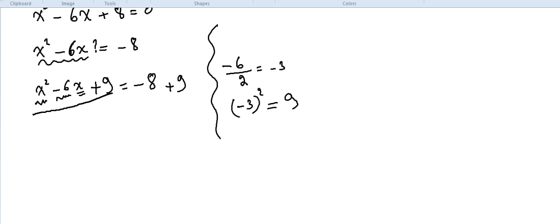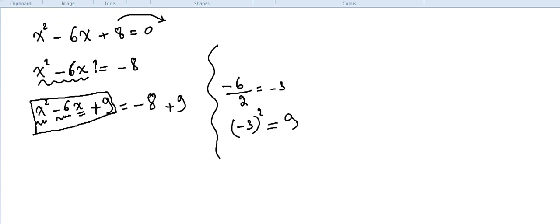Now what do we have? Simply, this one is a perfect square. I made it a perfect square without changing the equation. I still have the same equation, which was x squared minus 6x plus 8 equals 0, because plus 9 to this side and plus 9 to the other side means nothing. We are left with minus 8. Take it to that side again, it's plus 8 equals 0.